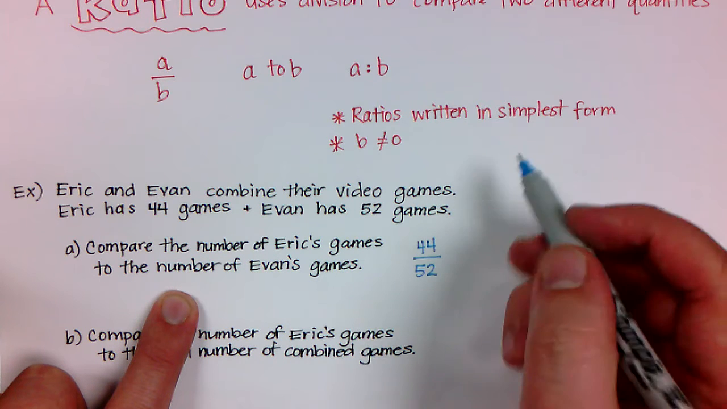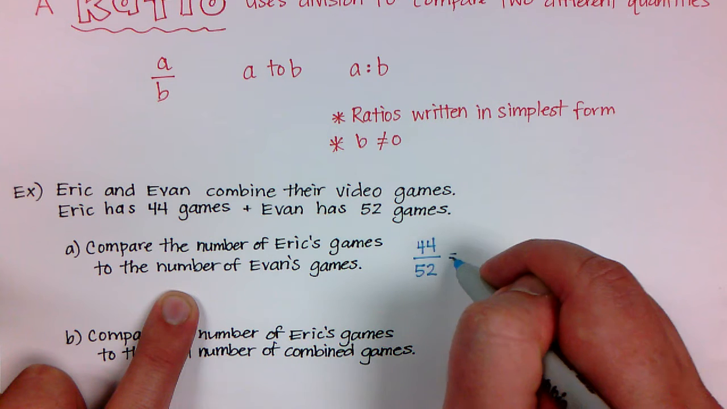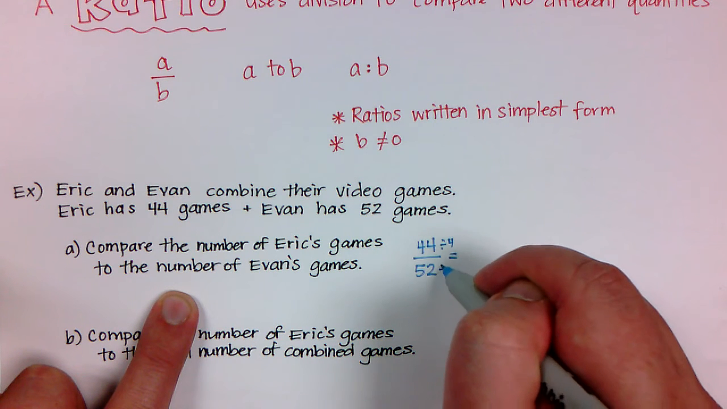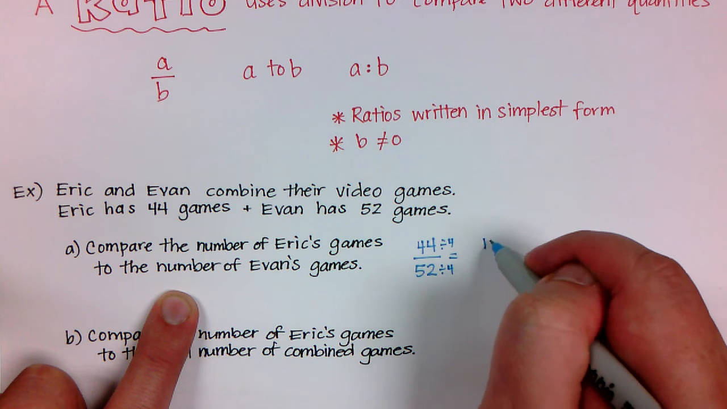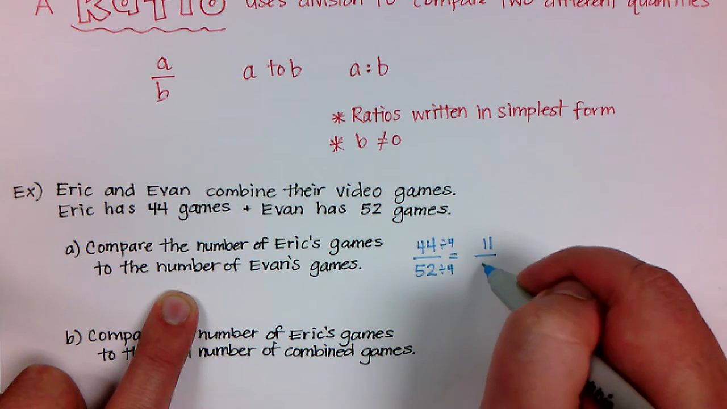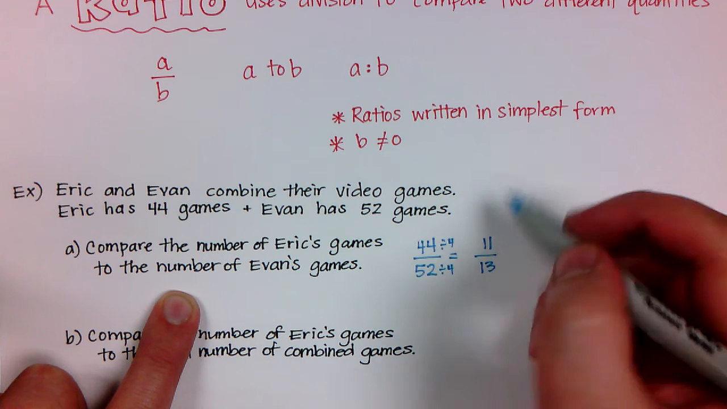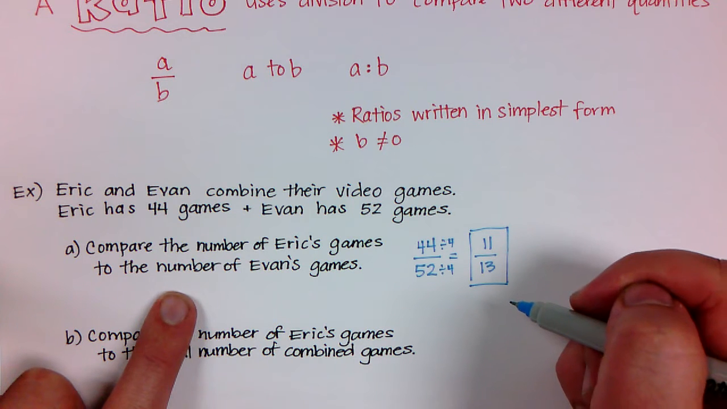But you still need to end your answer writing the ratio in simplest form, which means I need to reduce this. I can divide both of these by 4. And so when I do that, on the top I have 11, and on the bottom I have 13. So the ratio of Eric's to Evan's games is 11 to 13. And that's my final answer.